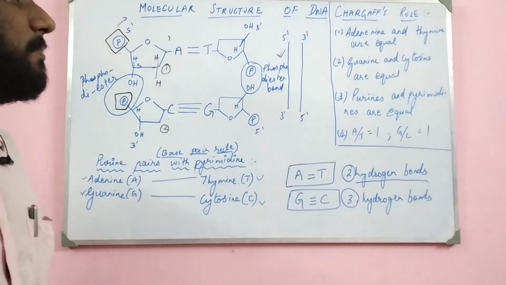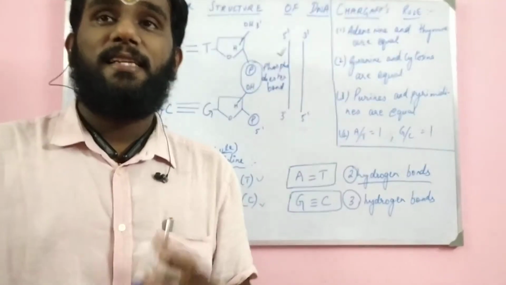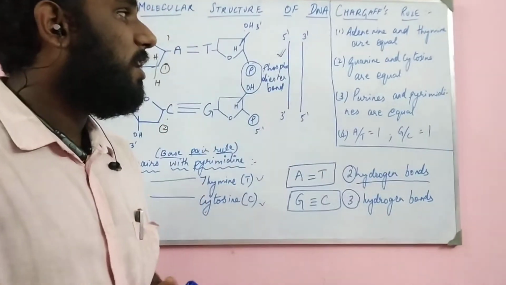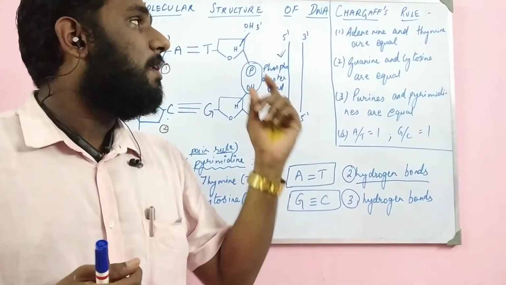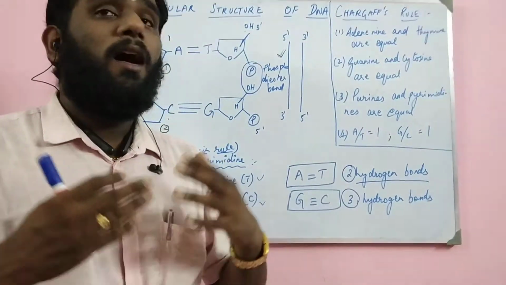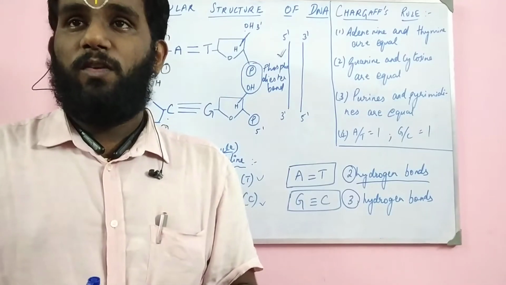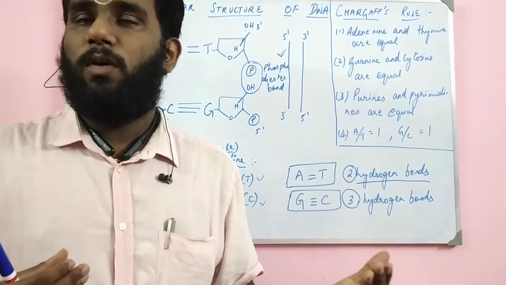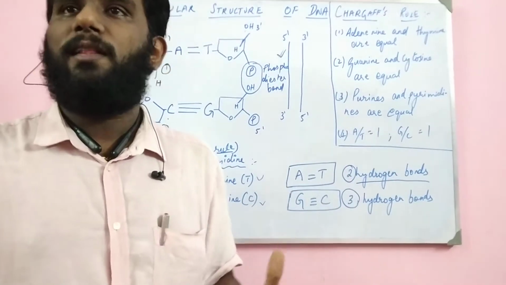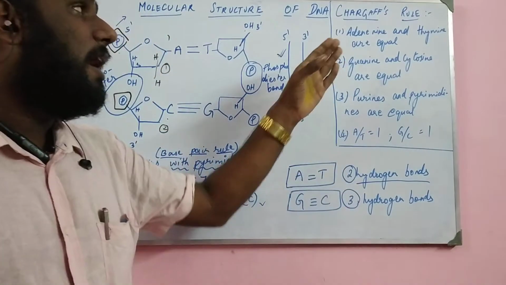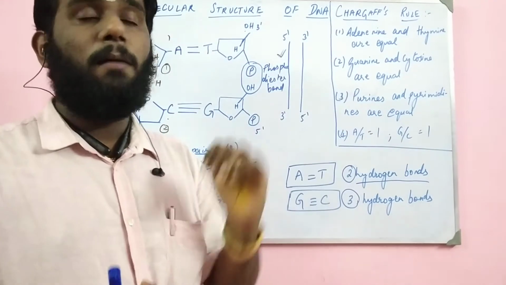Now going further, let us go into a rule called Chargaff's rule. Chargaff's rule is a very simple rule. It's the same statement being repeated again and again. Adenine and thymine are equal in number. The first statement. We always know that because adenine always pairs only with thymine. If there is going to be a thymine, there will be an adenine. And if there is an adenine, there is going to be a thymine. So there is not much difference in this. So adenine and thymine are always equal in number.